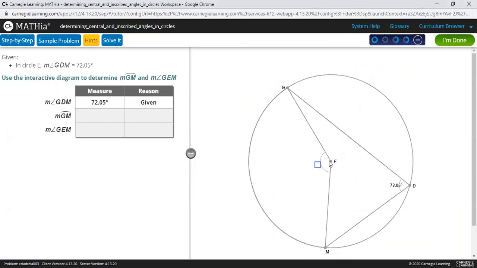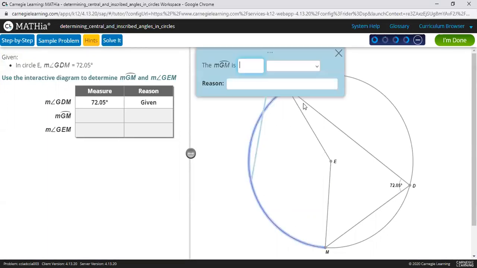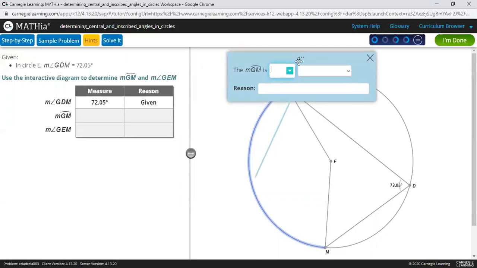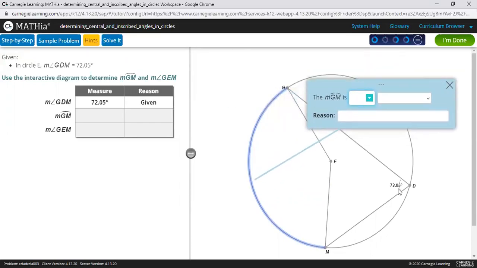Okay, so now I have a central and an inscribed angle. So I can find the measure of a central angle on the same intercepted arc, and I can find the measure of that intercepted arc. So let's start with, I'm sorry, that's an intercepted arc. I was calling it inscribed. Let's start with the intercepted arc. So this arc is going to be double the measure of that inscribed angle.